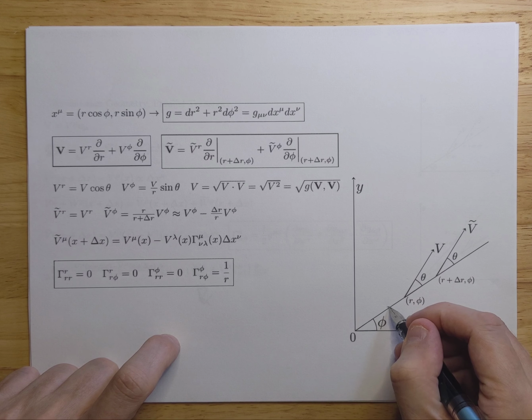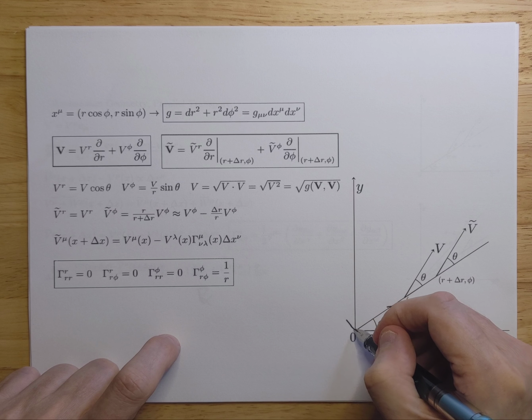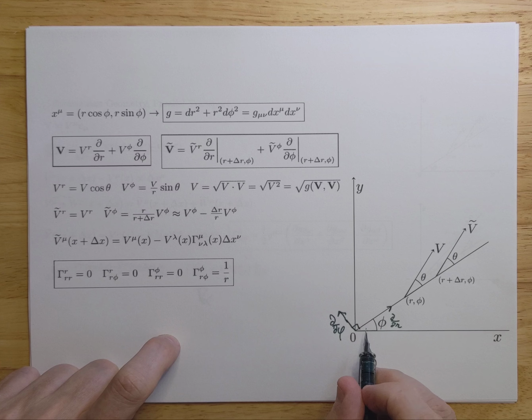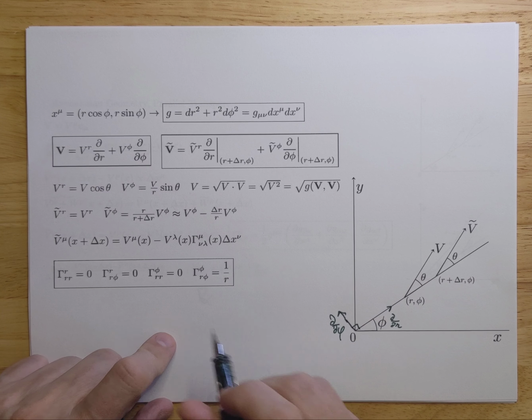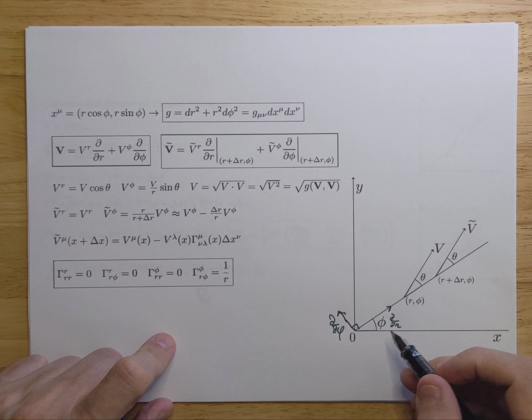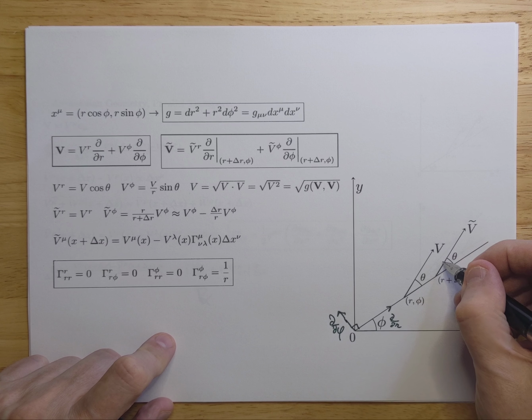So if you would write the base vector here, you get a d/dr that's in that direction, and then perpendicular to it here you have a d/dφ. Don't mind the lengths, but that's in that direction and the d/dr is in that direction. So we're now going to calculate what V^r is, and if you look at it, it's in the direction of d/dr, so it's just the projection of this V vector on this line, which is V cosine theta. And that's what you see here.